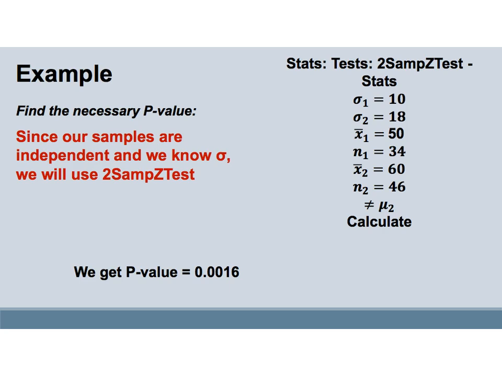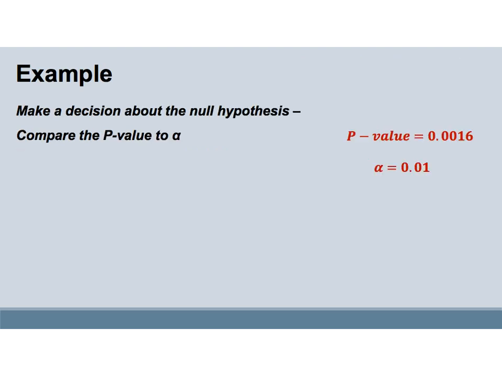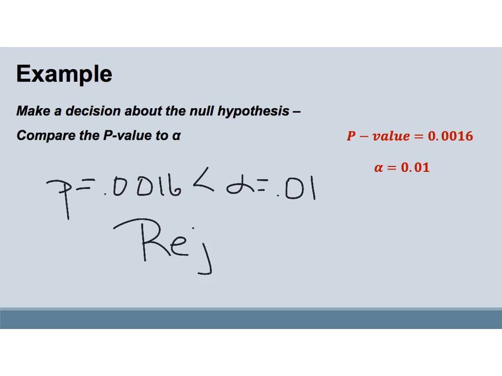And you get a P of 0.0016. So for step 3, 2 sample z-test, and P equals 0.0016. Make a decision. 0.0016 compared to 0.01. Well, that P is less than that alpha, so I'm going to reject the null.